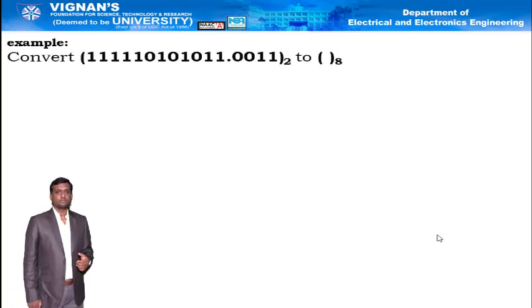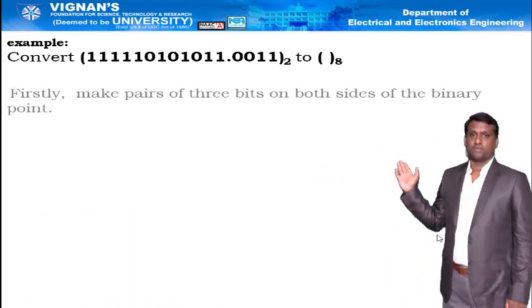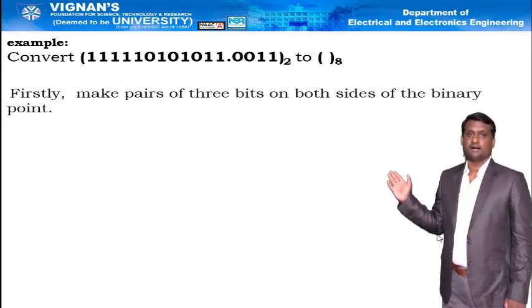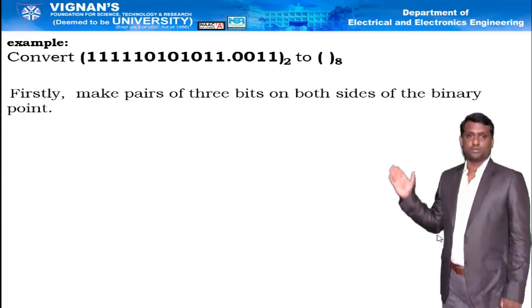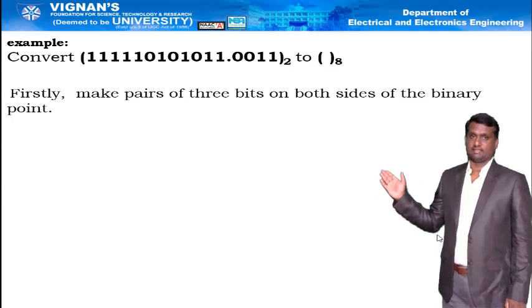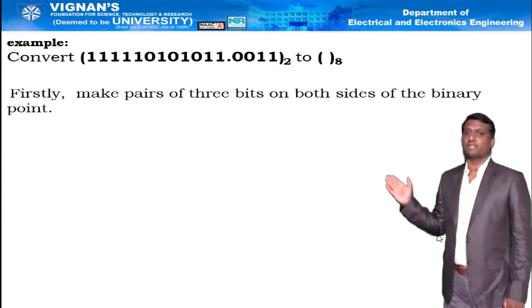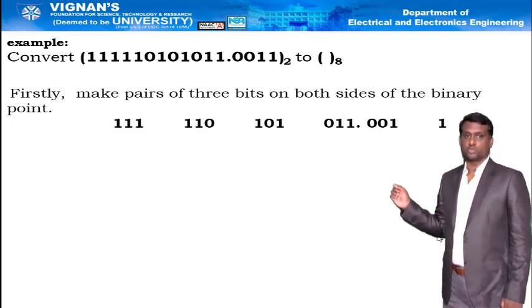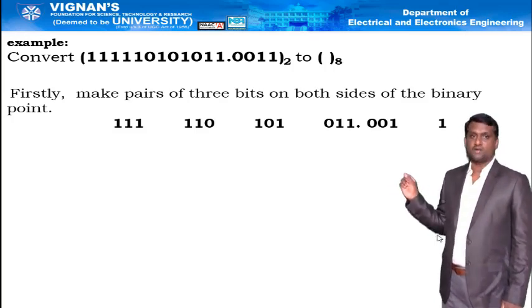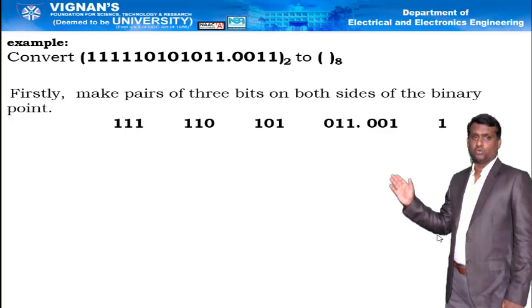So convert the given binary number into an octal number. First make pairs of 3 bits on both sides of the binary point, because here we have both an integer part and a fractional part. That is, from the dot point onto the left side, and from the dot point onto the right side. So the separation is made from left to right.